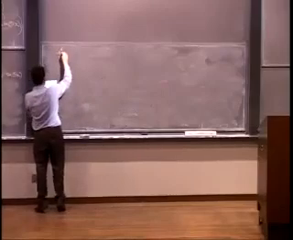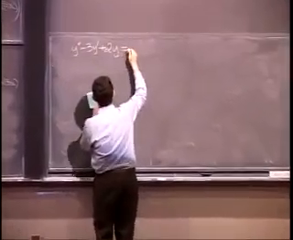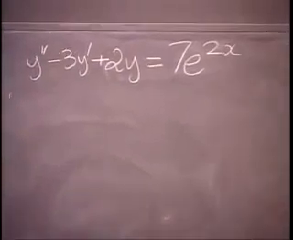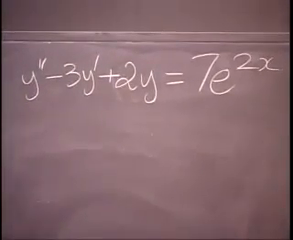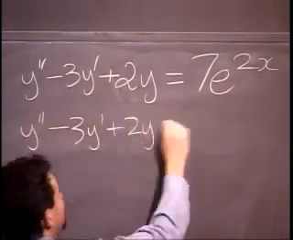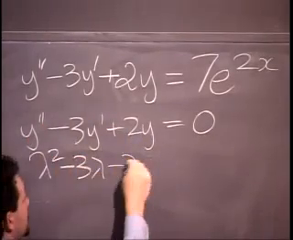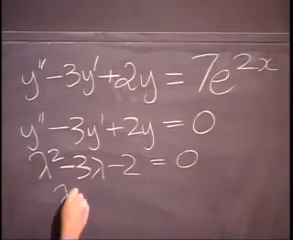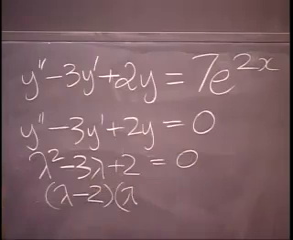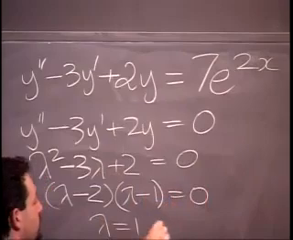Consider y double prime minus 3y prime plus 2y. This one's not so brutal, but it will be a little tricky because of one particular fact. Okay, so y double prime minus 3y prime plus 2y equals 7e to the 2x. So the homogeneous version, y double prime minus 3y prime plus 2y equals 0, has characteristic equation lambda squared minus 3 lambda plus 2 equals 0. And it factors into lambda minus 2, lambda minus 1 equals 0. So lambda is 1 or 2.